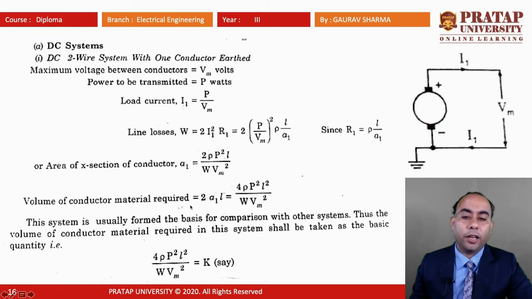So the volume of the conductor required is 2 A1 L, and we put the value of A1 here. We get 4 rho P square L square divided by W Vm square. This is the base we can find. Thus the volume of conductor material required in this system is taken as the base, and we assume it is equal to K. For the rest of the systems we compare each system with this value.